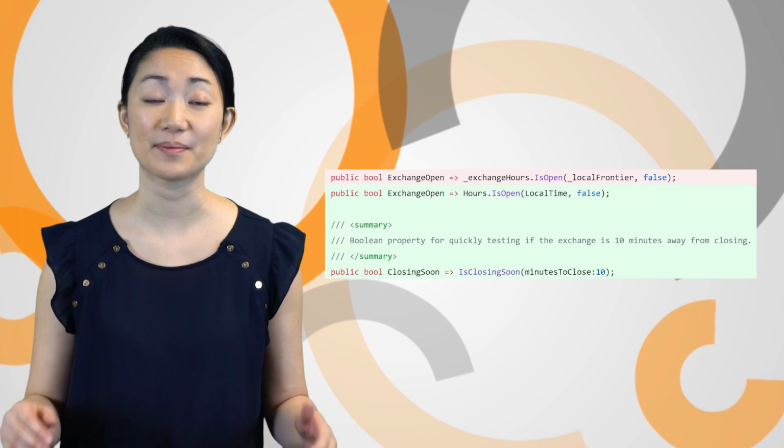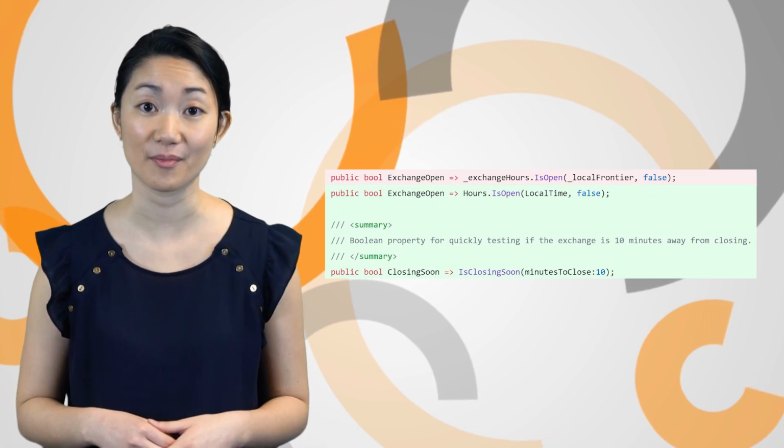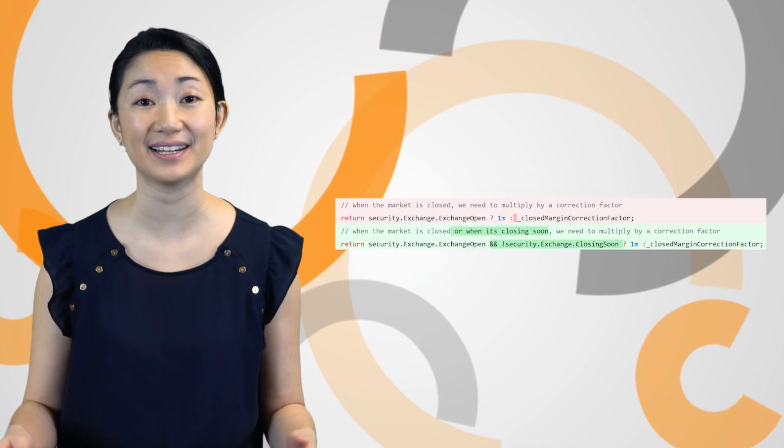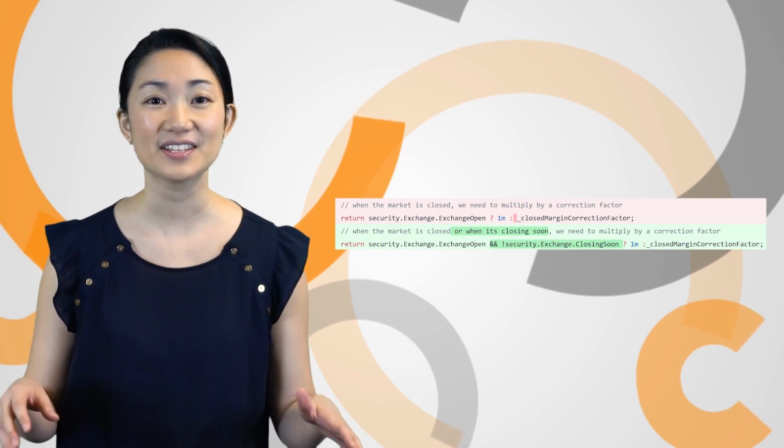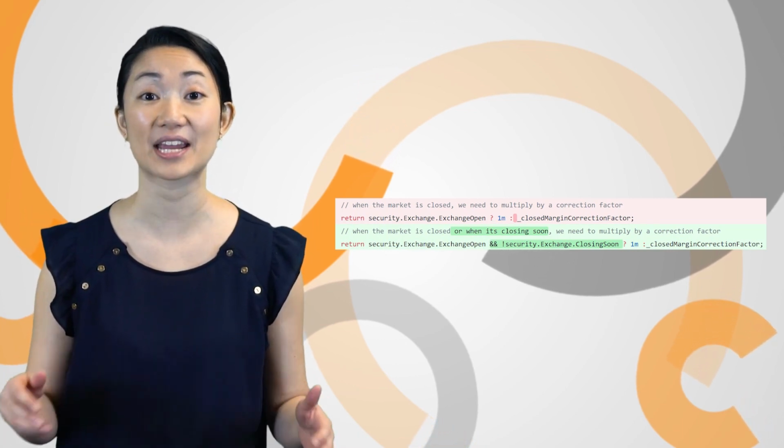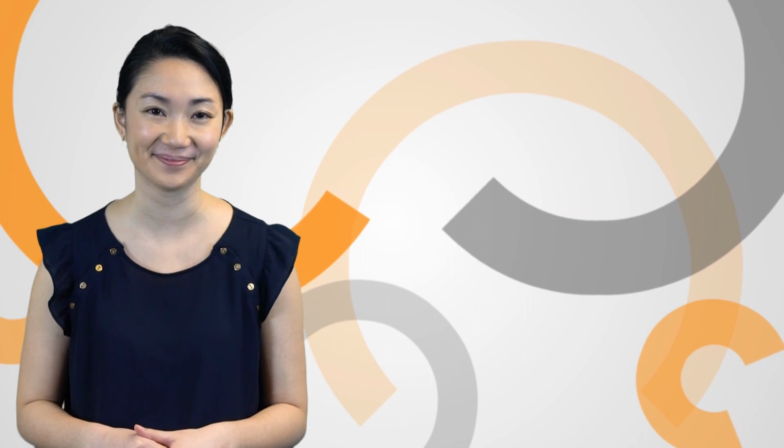Assets with higher intraday margin are now adjusted 10 minutes before the market closes, using a new property, Exchange.ClosingSoon. This ensures end-of-day margin calls are accurately modeled during the closing minutes.